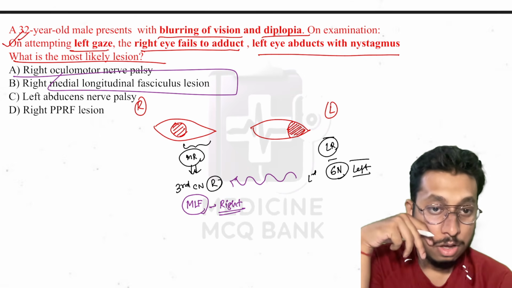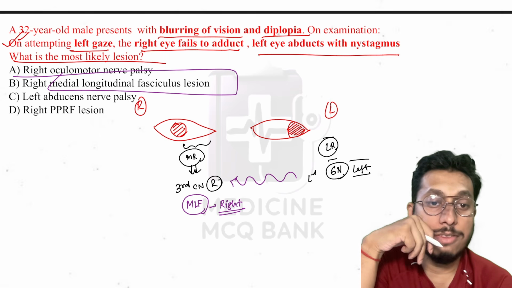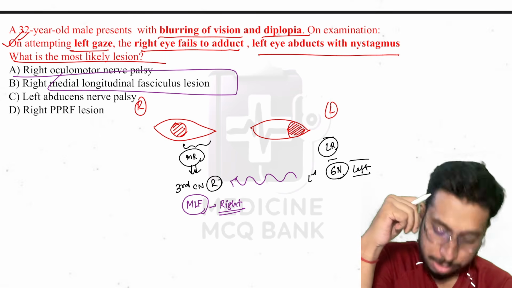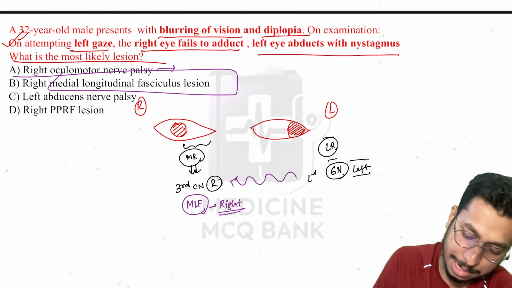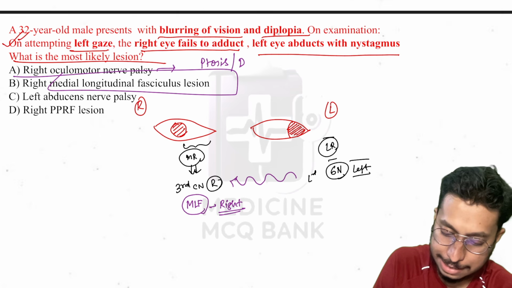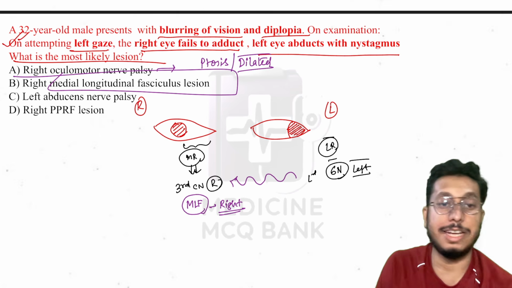Okay. So what is supposed to happen in right oculomotor nerve palsy? Option A. There will be loss of adduction and convergence will also be lost. And what additional point will be there in the history? There will be ptosis. The pupil will be dilated due to the effect on the Edinger-Westphal nucleus.